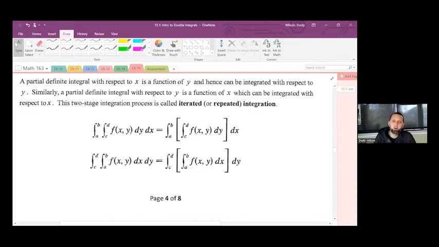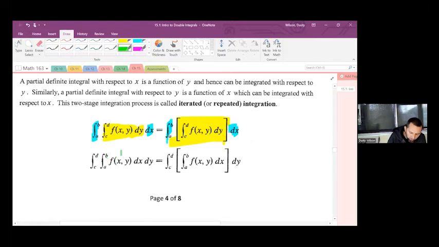As we just said, a partial definite integral with respect to x is a function of y, and hence it can be integrated with respect to y. Similarly, a partial definite integral with respect to y is a function of x, which can be integrated with respect to x. This two-stage integration process is called iterated or repeated integration. Let's see what's happening here. Notice when we take our integral with respect to y, we end with a function that has no y's in it, but still has x's in it. And so then we can integrate with respect to x.